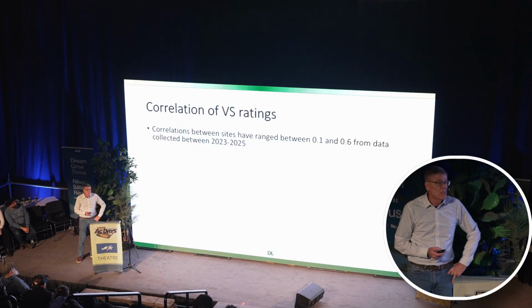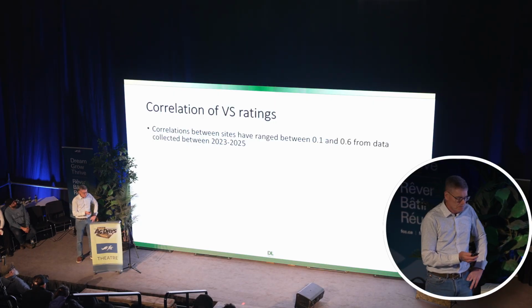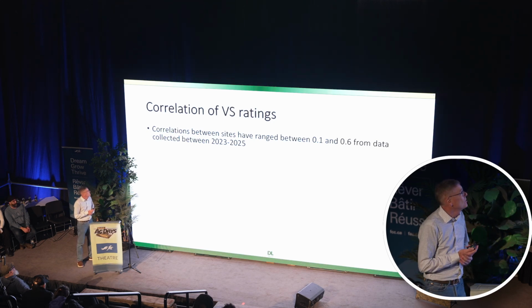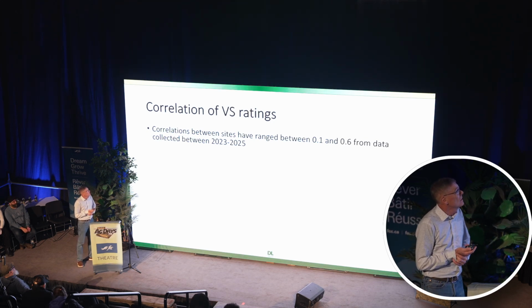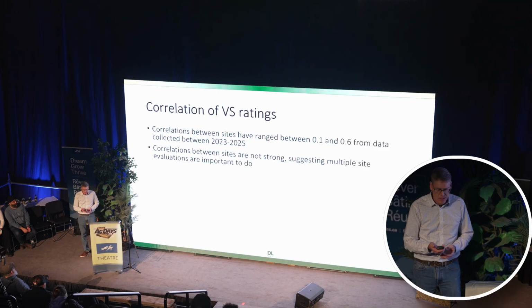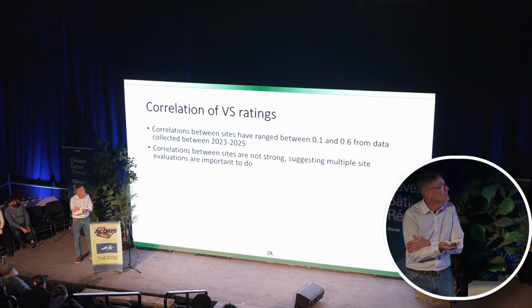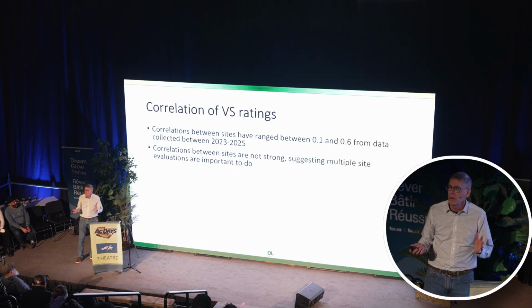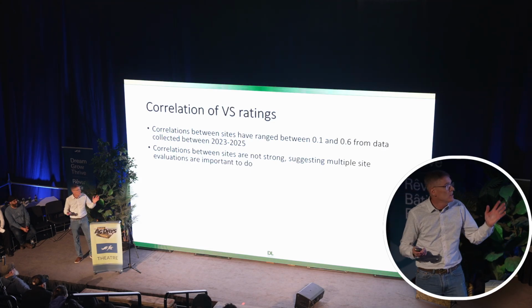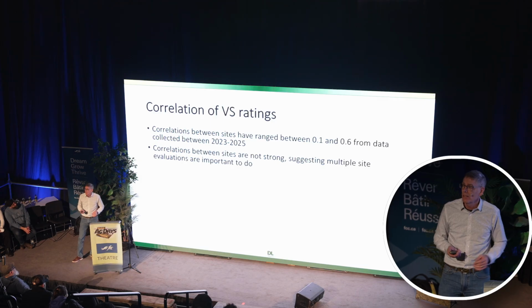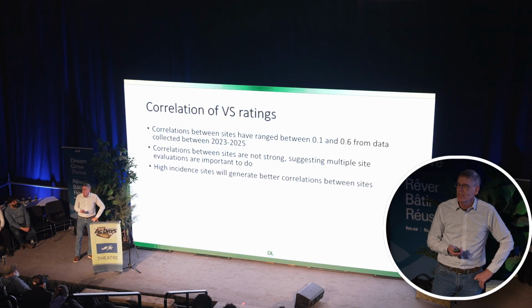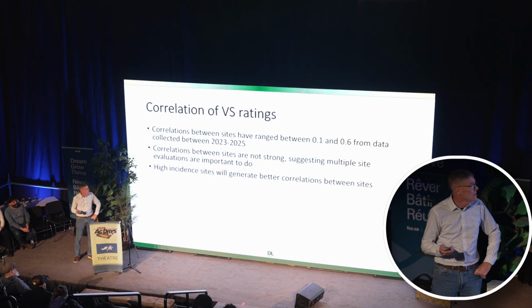Let's talk about correlations of ratings. There are lots of things we're trying to understand here, but correlations between sites have ranged between 0.1 and 0.6. A perfect correlation would be 1. So they're weak to fair ratings. They're not good. And that means you have to look at this disease more than once and in more than one place.